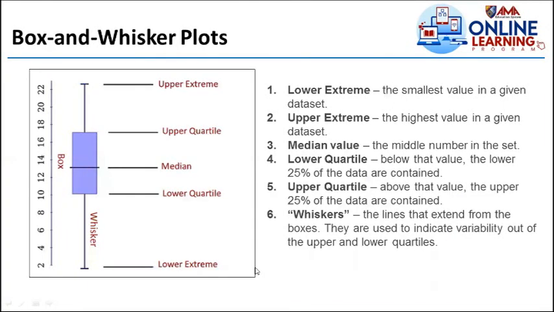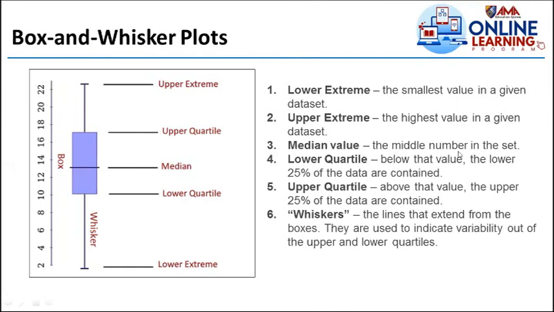Next, we have your box and whisker plots. So, meron tayong data sets dito given from 2 to 22. So, we have the lower extreme. This is now the smallest value in a given data set. For this one, our lower extreme is equal to 2. Upper extreme, the highest value, we have 22.